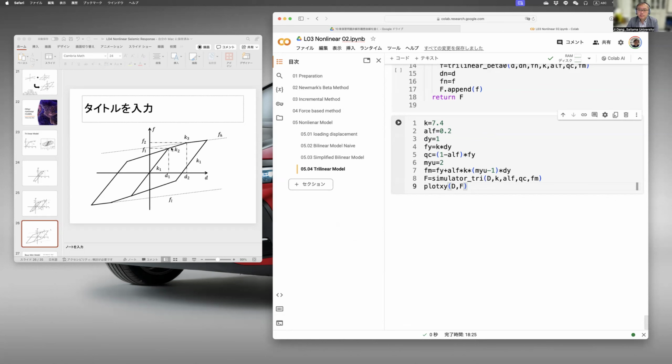Plus mu, where mu here is the ratio of displacement to the yield displacement. So mu minus 1, so 1 times dy, multiplied by K2 here, so we get this force of F2. After that, the gradient is 0, okay? So F2 is gradient 0. So we can check.